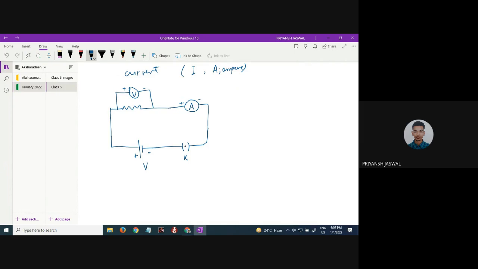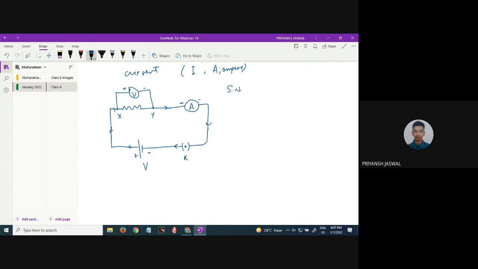Now if we plug in the key here, the circuit will be completed and the current will flow in this direction, from the positive terminal of the battery to the negative terminal. There will be some current through the circuit and that current will show in this ammeter, and the reading for the potential difference across this resistor, say points X and Y, will be shown in this voltmeter here.